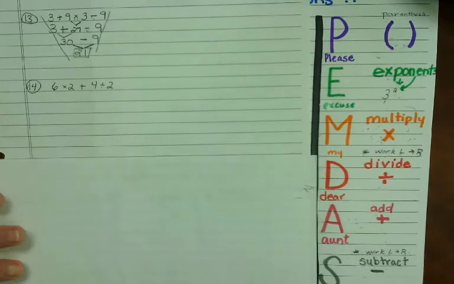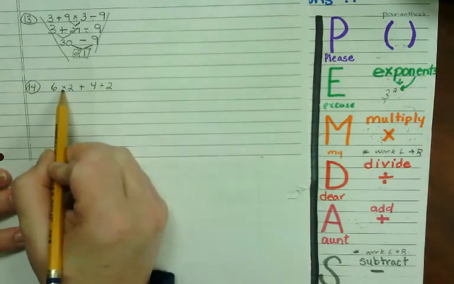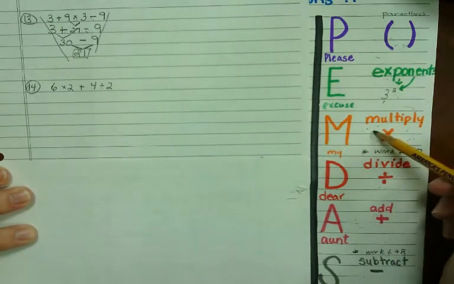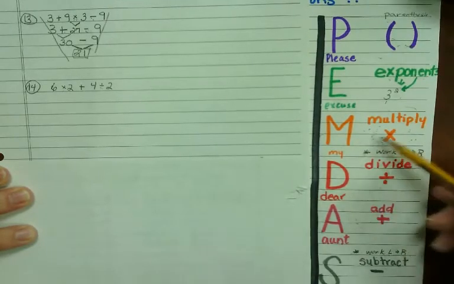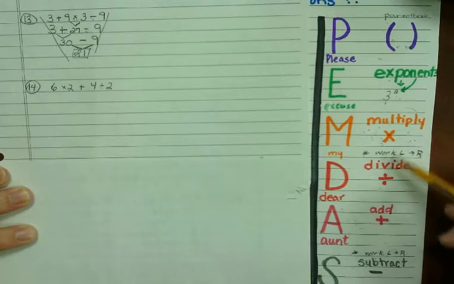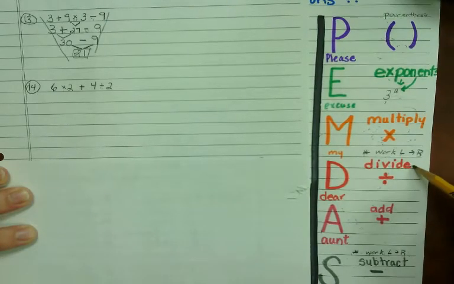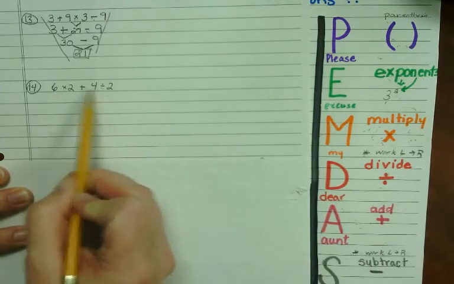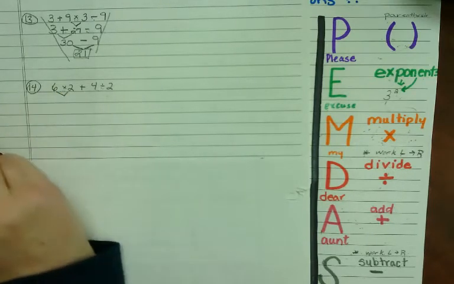Okay, number 14, that's our example. Multiply, add, and divide. Well, if I have multiply and divide, I'm supposed to work them from left to right. So that means if I look at my problem, I work the one that's on the left first. So 6 times 2, 12.